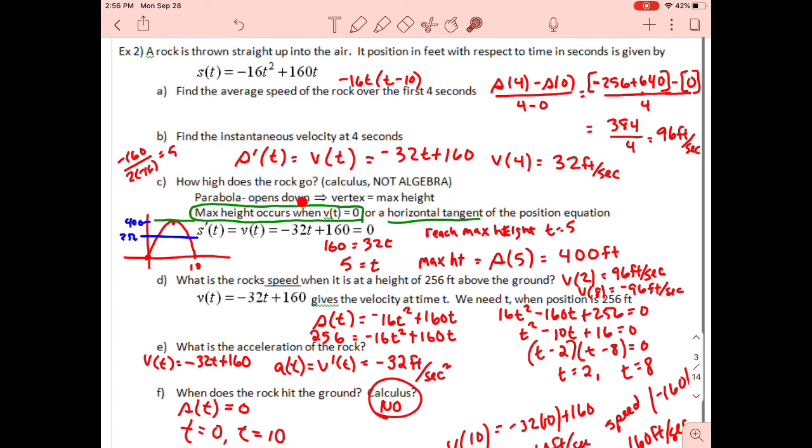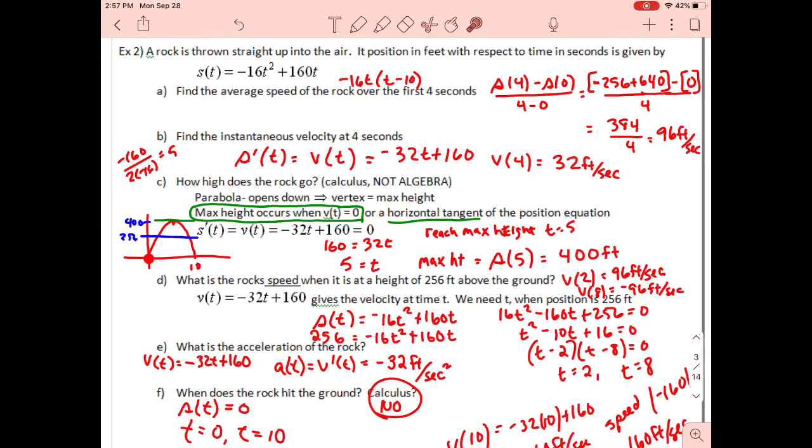We know this is a parabola that opens down, which means the vertex will be its maximum height. And the maximum height occurs when the velocity reaches 0. As something goes up in the air, it's going to decrease in speed until it hits its highest height, and then the velocity is 0, and then it starts down. And the velocity then is negative, and it speeds up as it comes down.